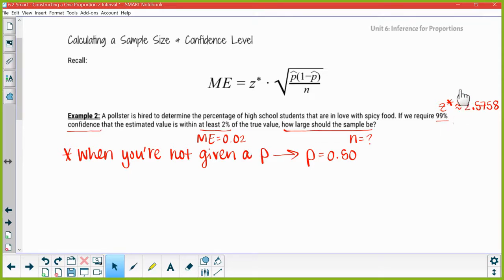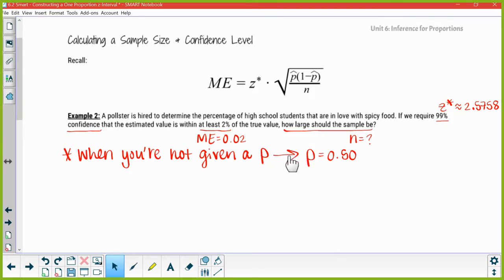99% confidence is a z star of about 2.5758. And that's just from our calculations on page 2. And when we're not given a P, we're going to assume P is equal to 0.50. And in our case, P and P hat are more interchangeable, depending on what information they decide to provide you with. This one didn't provide us with the sample, so we're going to have to work based off of a true proportion.